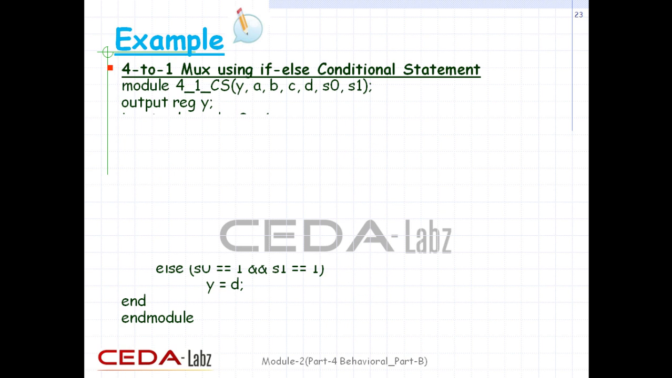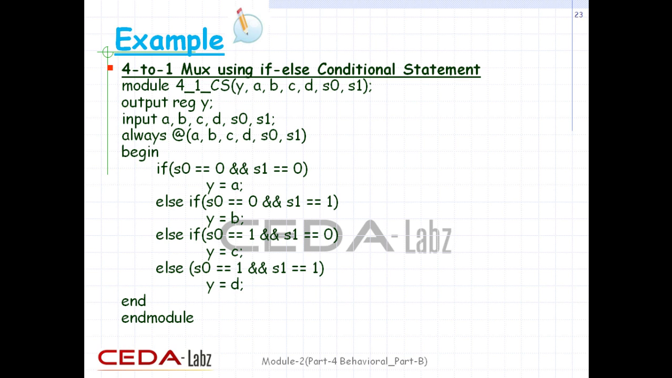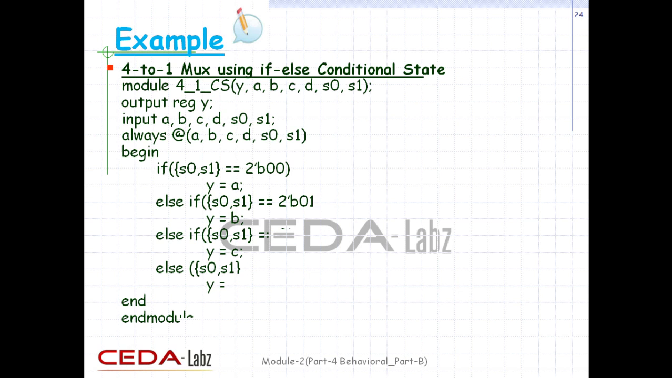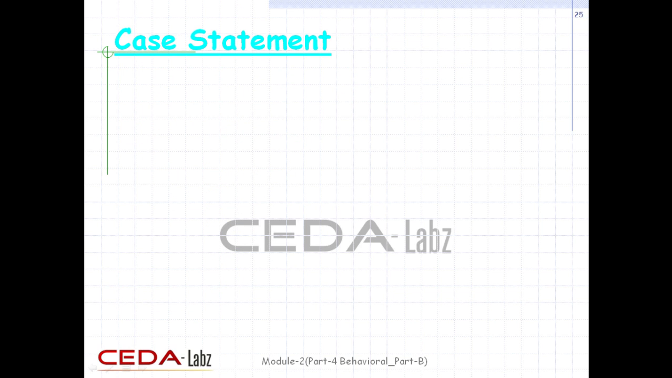Using if-else conditional statement and logical operators, here is the Verilog code of 4:1 multiplexer in behavioral modeling. The same Verilog code of 4:1 multiplexer is modified a bit using concatenation operator. A case statement is a multi-way conditional branch.